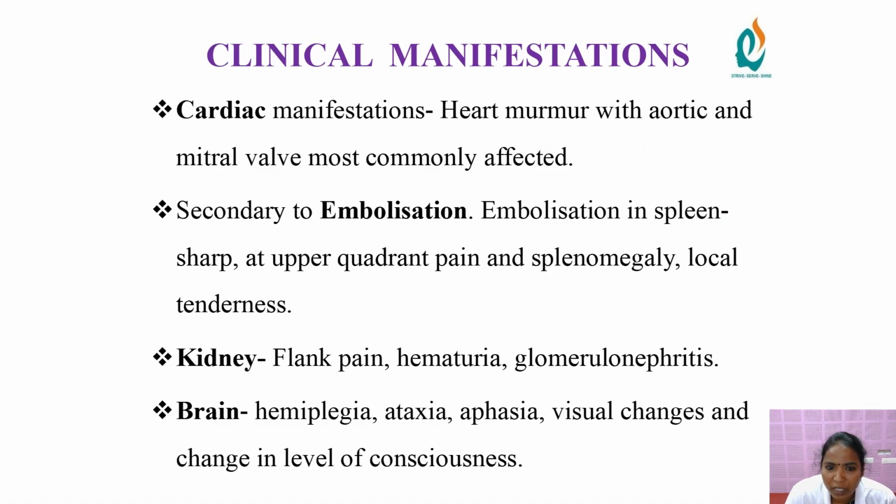Clinical manifestations: cardiac manifestation like a heart murmur, with the aortic and mitral valves most commonly affected. And secondary embolization: embolization in the spleen causes left upper quadrant pain, splenomegaly, enlargement of the spleen, and local tenderness. In the kidney, flank pain, hematuria and glomerulonephritis. In the brain, hemiplegia, ataxia, aphasia, visual changes and change in the level of consciousness.